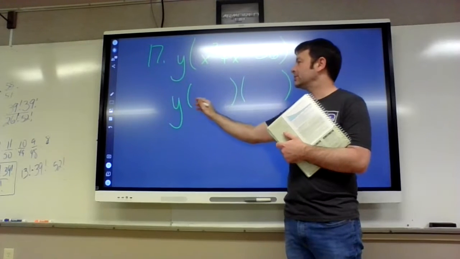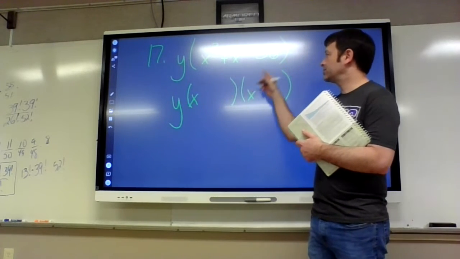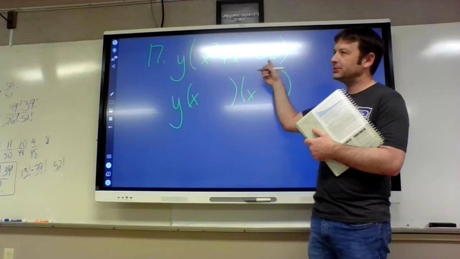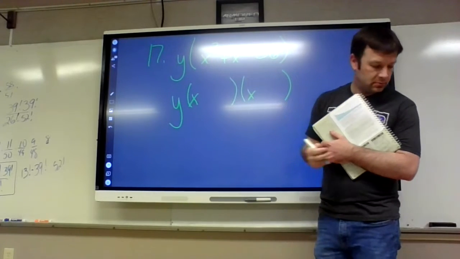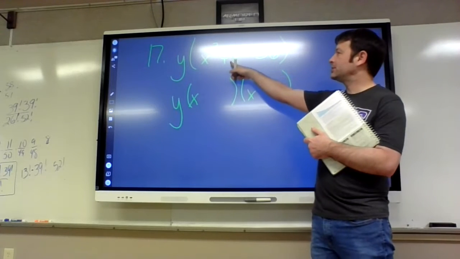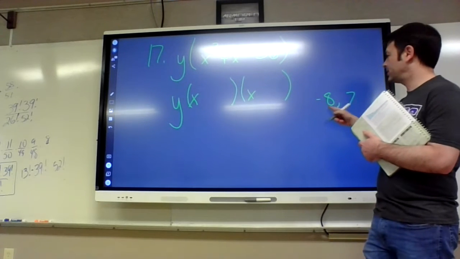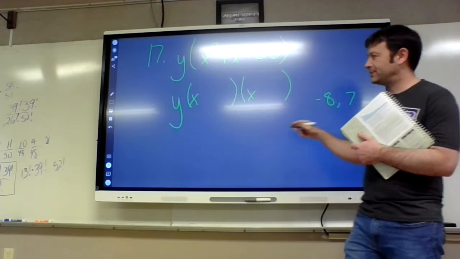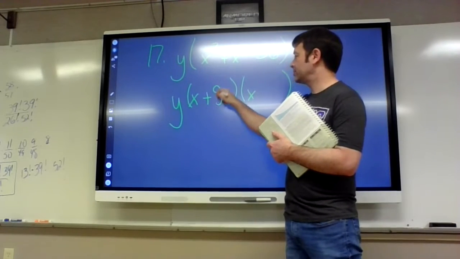What goes into x squared? x and x. What goes into negative 6? Negative 8 and 7? That adds up to positive 1. Does that add up to positive 1? Positive 8 and negative 7 add up to 1.